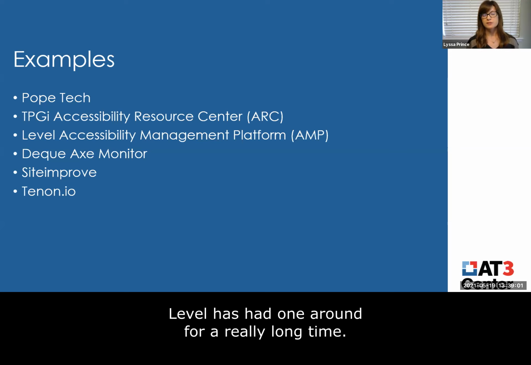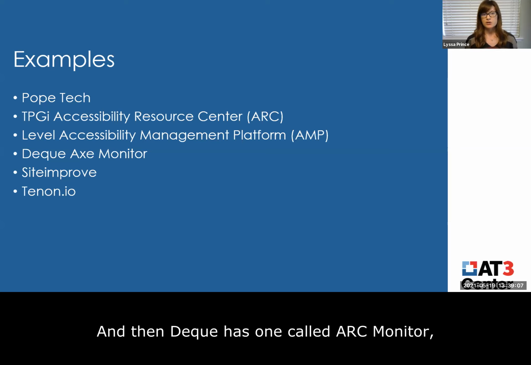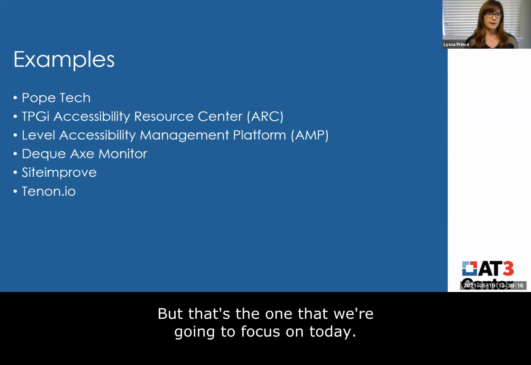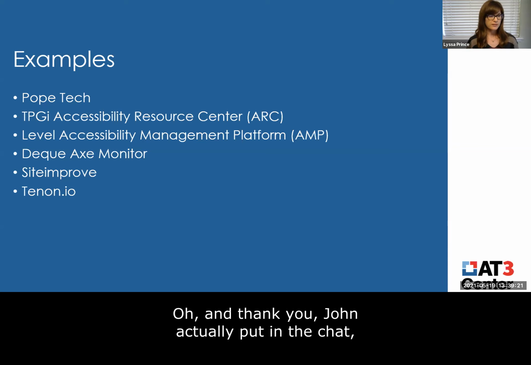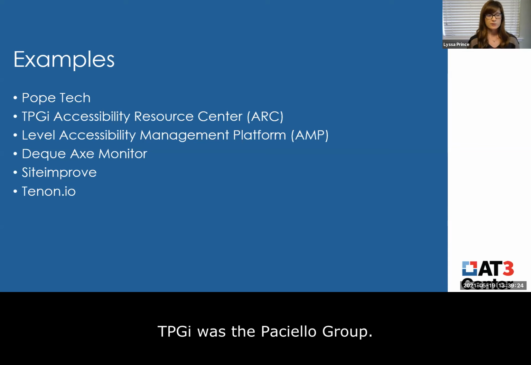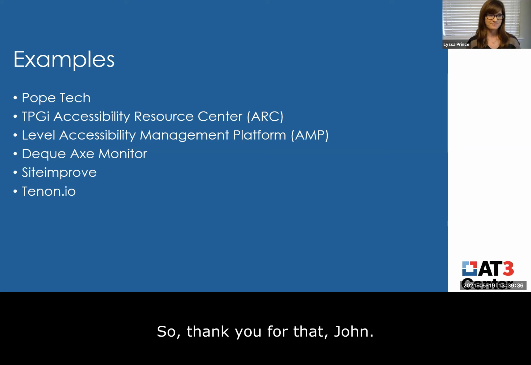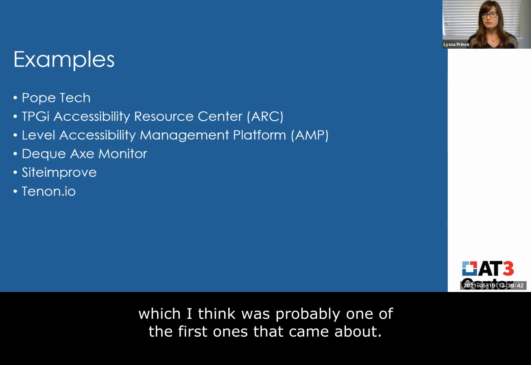Level has had one around for a really long time. It's called Accessibility Management Platform, and that's AMP for short. And then DQ has one called Axe Monitor, and they offer some products that kind of complement Axe Monitor as well, but that's the one that we're going to focus on today. Then we have Site Improve, which I know a couple of you mentioned. And then, oh, and thank you, John actually put in the chat, TPGI was the Paciella Group. So yes, thank you, I forgot to mention that. If you're familiar with the Paciella Group, TPGI is who they used to be. They've merged a couple things and now they're TPGI. So thank you for that, John. And then the last one I wanted to mention was Tenon.io, which I think was probably one of the first ones that came about.